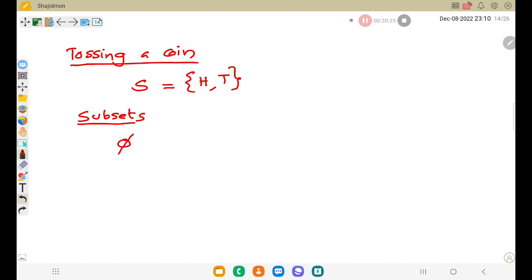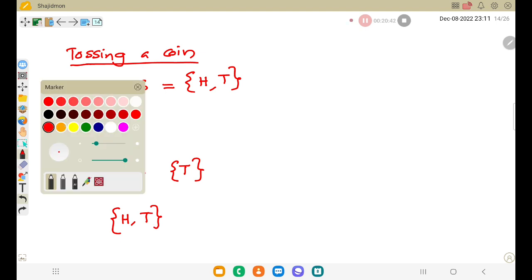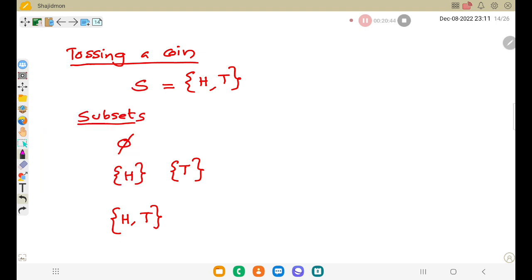First, the empty set is a subset, correct? What is another subset? The set {H} is a subset, a one-element set, correct? The set {T} is a subset. Now, the two-element subset is only one: {H, T}. These are all events, correct? The set {H}, getting a head, is an event. Getting a tail is an event. Getting head and tail is an event. And the empty set, phi, is also an event.